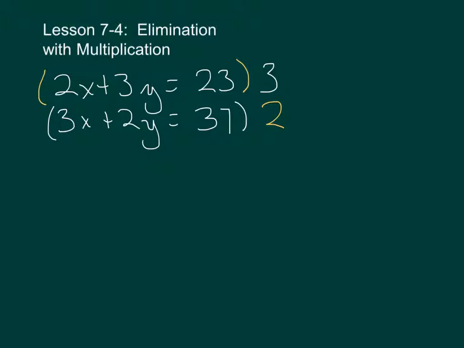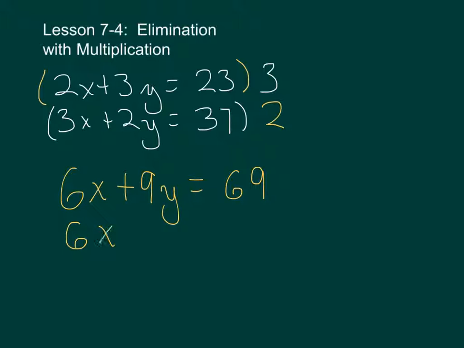And once again, the reason for that is I'm looking at the number in front of the x in this equation, and I'm going to multiply the second equation by that number. So we have to be careful here and multiply the whole thing by that. So we have 6x plus 9y is equal to 69 on top, and we have 6x plus 4y is equal to 74 on the bottom.